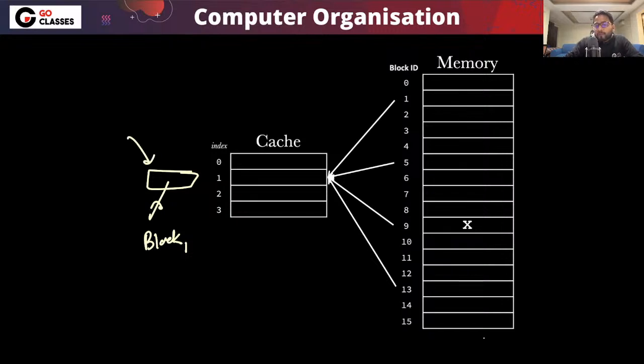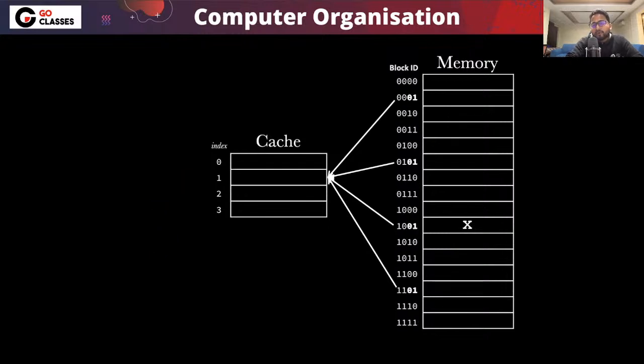But it is a little too much. I will be storing the block number but not the entire block number. There is something called tag bits I can store. For example, one thing you might observe: if block 1 is getting mapped, these are the block numbers, right? Then this last 01 is common, isn't it?